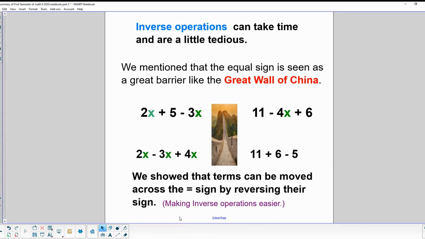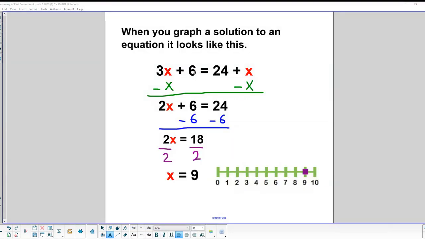By doing that, we made inverse operations a little easier. We kind of streamlined the process and made it so it was quicker and not so frightening or tedious. And it looks something like this. You go through the inverse operations until you've got it down to just the variable equals the solution. And then on a number line, you put a good solid dot right on the number line where that solution is.